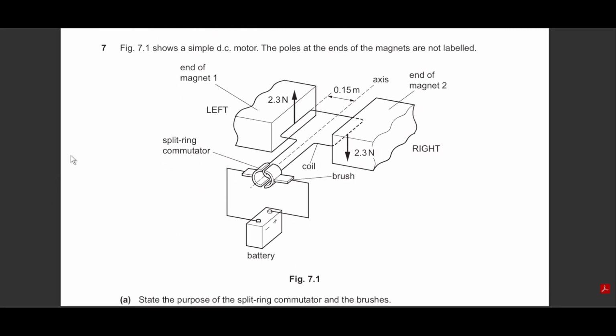Question 7. This question is about DC motors, and even if they hadn't mentioned this, we could have figured this out by looking at the base of the coil. And there's a battery, a DC battery. We have a split ring commutator. Now, the one thing that's missing in this question is that the poles are not mentioned in this diagram. So I think that the question is going to be about that.